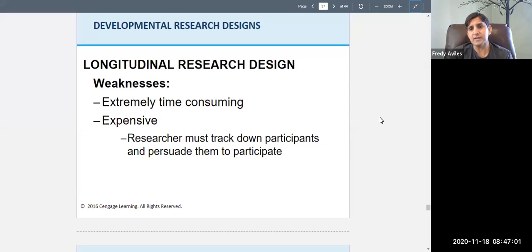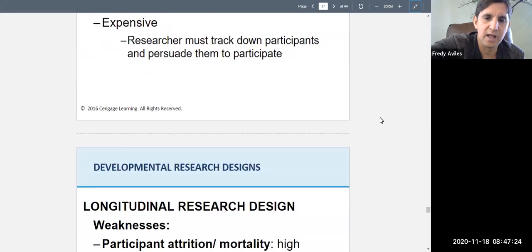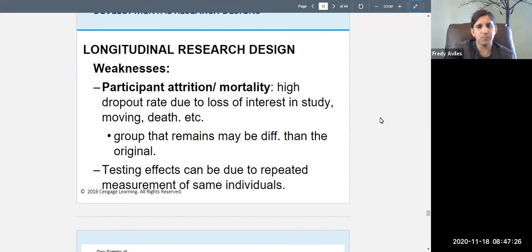The researcher must track down participants and persuade them to participate. You have to track down these people again, find them, because people don't stay in one place always. A lot of them move, people change their names, all kinds of things happen, and you have to find them and track them down and convince them to participate. And that can be expensive. Offer them payment, you know, some incentive to participate, and also trying to find them, you know, that requires time and effort.